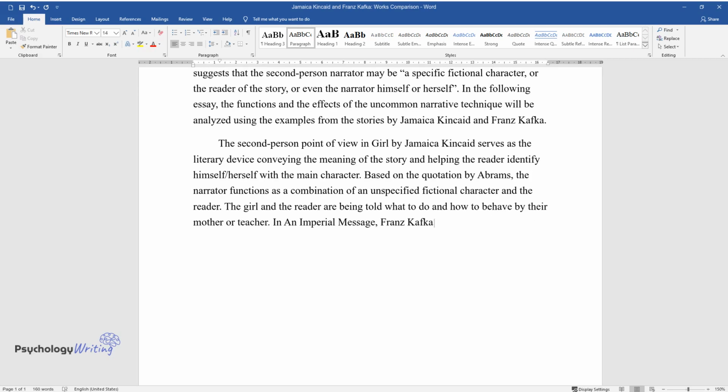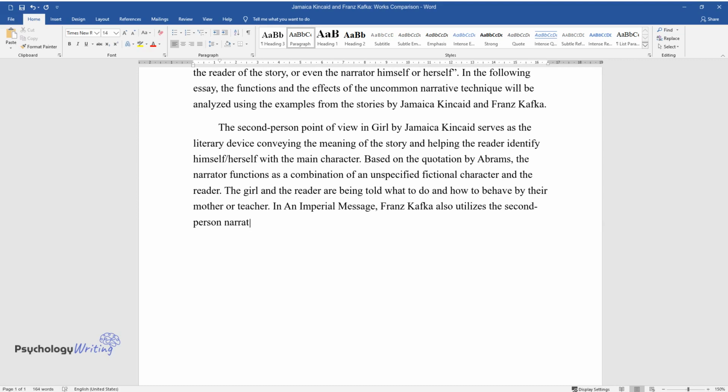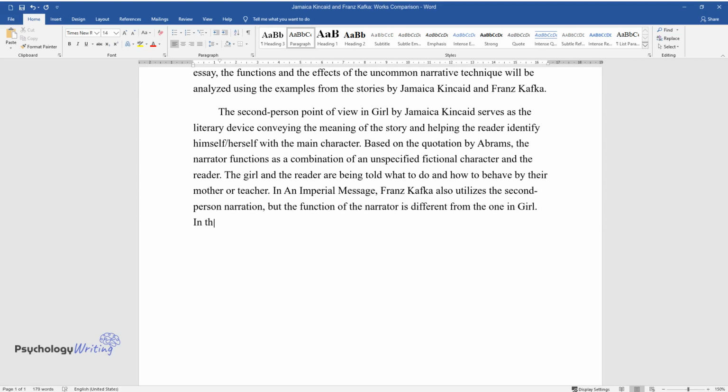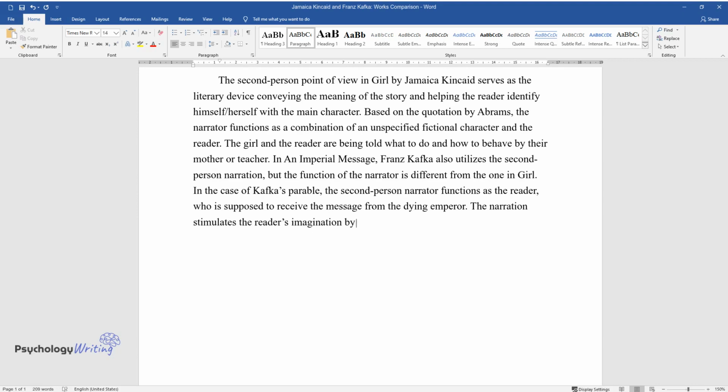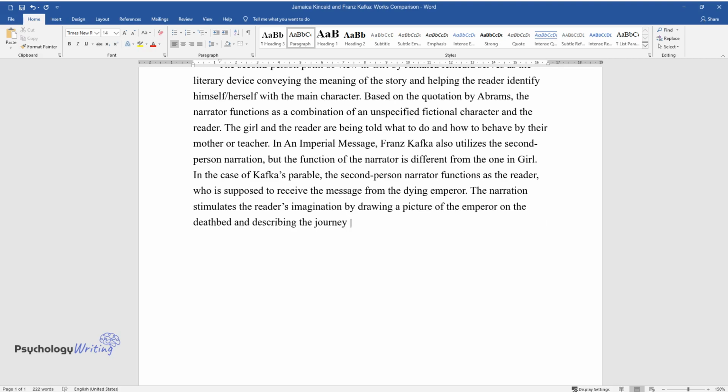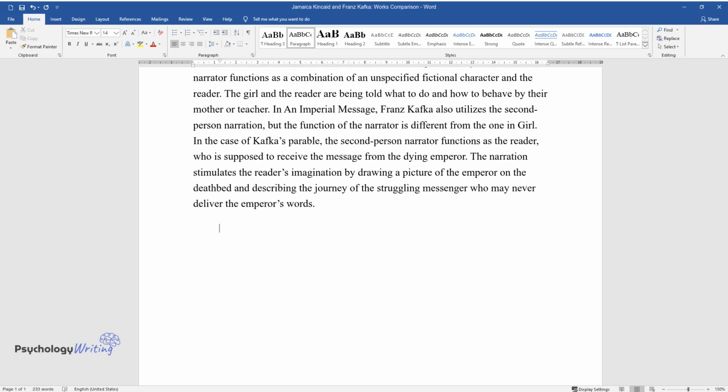In An Imperial Message, Franz Kafka also utilizes the second-person narration, but the function of the narrator is different from the one in Girl. In the case of Kafka's parable, the second-person narrator functions as the reader, who is supposed to receive the message from the dying emperor. The narration stimulates the reader's imagination by drawing a picture of the emperor on the deathbed and describing the journey of the struggling messenger who may never deliver the emperor's words.